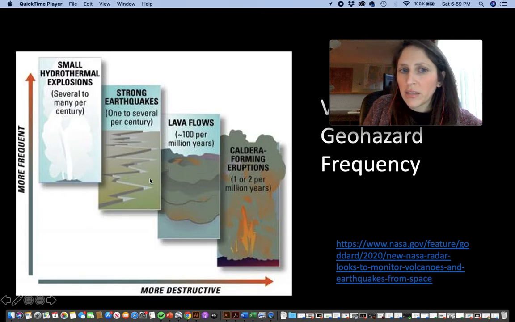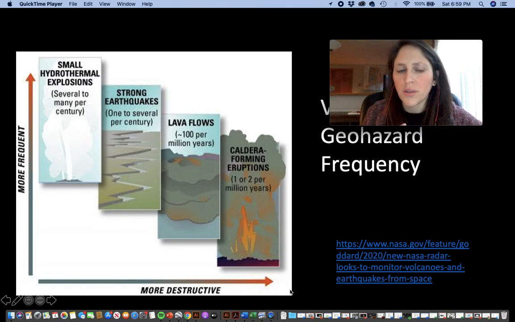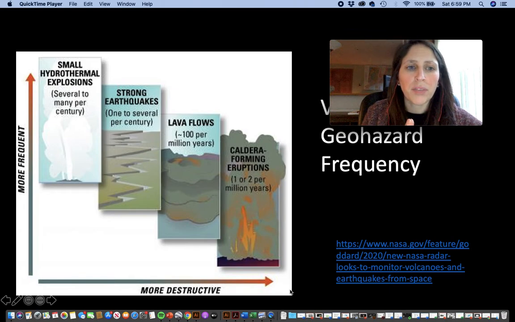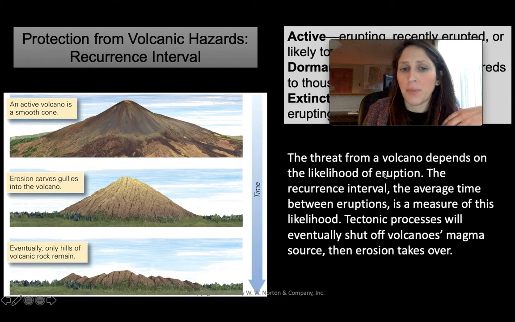You'll get some earthquakes, you'll get lava flows, and then caldera-forming eruptions do happen, but the more destructive the hazard, so these really violent eruptions versus these small hydrothermal explosions, okay, the more destructive something is, the less frequent it's going to occur, right? Because you need a lot of energy to be built up over a long period of time for these types of events to occur. Okay, so they don't happen as frequently as they are more destructive to us and our climate.